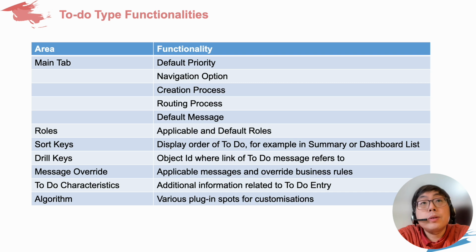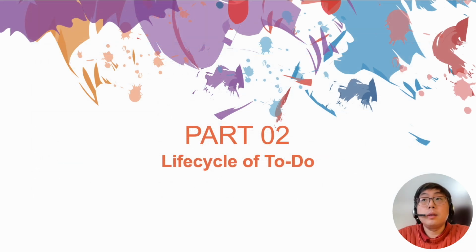And then the algorithm tab, which defines all sorts of customization possible for you, and we will look at this in detail a bit later. Okay, so second, let's look at the life cycle of To Do.